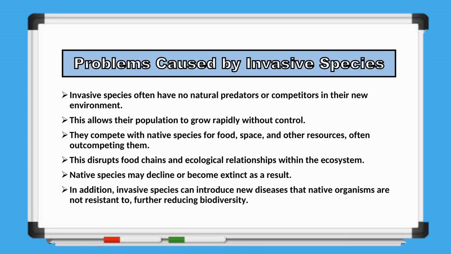Invasive species can cause serious environmental problems. Since they usually have few or no natural predators in their new habitat, their populations increase rapidly. They compete with native organisms for food, space, light, and other resources, often outcompeting local species. This disrupts food chains and ecological interactions, causing native populations to decline and, in some cases, become extinct. Some invasive species also introduce new diseases to which native organisms have little or no resistance, further reducing biodiversity.